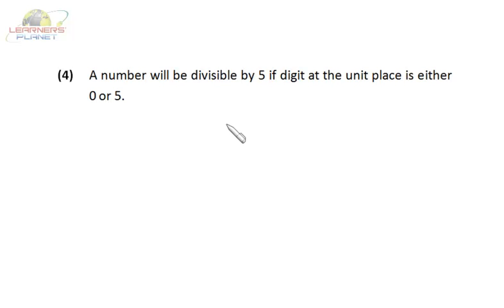Okay, I take an example. 237. What is the unit digit? It is 7. So the number 237 will not be divisible by 5. Okay, we want the unit digit to be either 0 or 5. So further, it doesn't matter how many digits are there in the number.